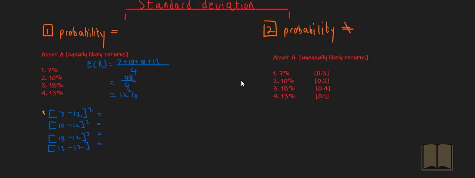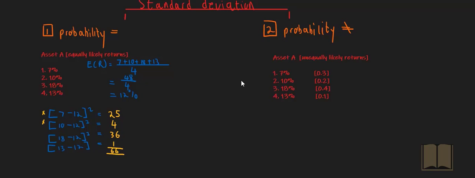It's worth noting that we square these deviations because these negative differences will turn into a positive. So negative 5 squared gives you a positive 25. Negative 2 squared gives you a positive 4. Positive 6 squared gives you 36. And positive 1 squared gives you 1. So if we add all of these up, it gives us a total squared deviation of 66.